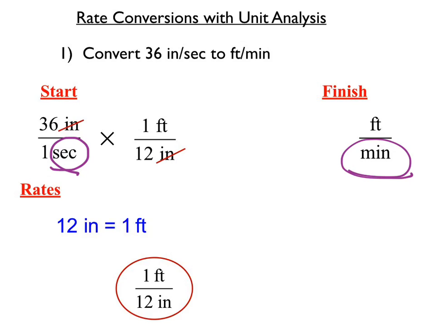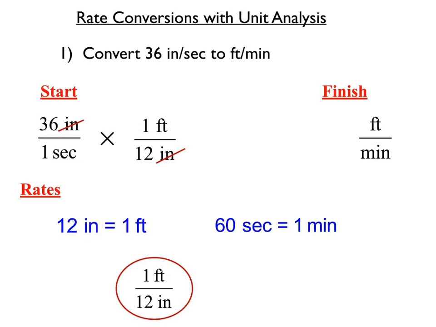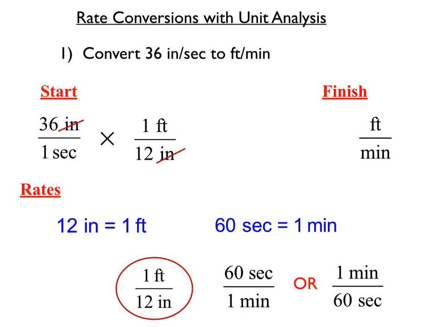What's the relationship between seconds and minutes? 60 seconds in a minute. So the question will be this. Are we going to multiply by 60 seconds over 1 minute, or are we going to multiply by 1 minute over 60 seconds? Which one of those rates? Well, we need to somehow get rid of seconds and be only left with minutes. That's what we need to happen.